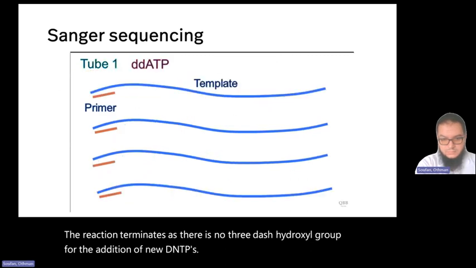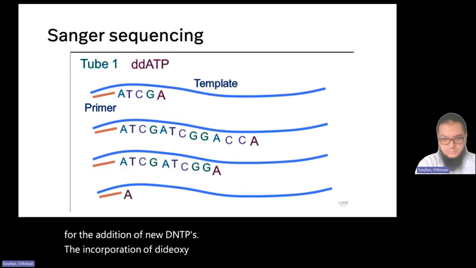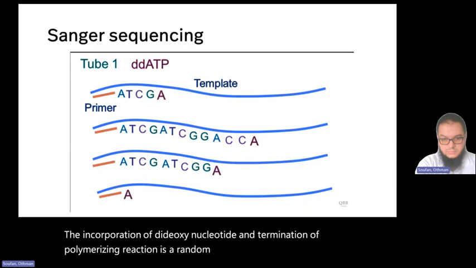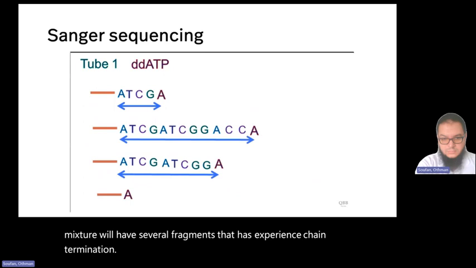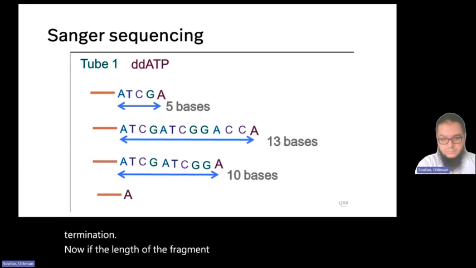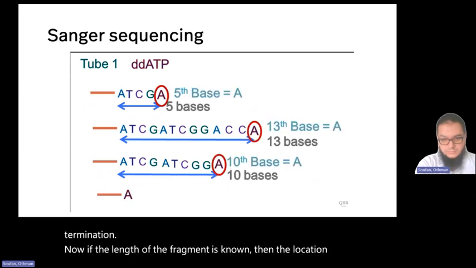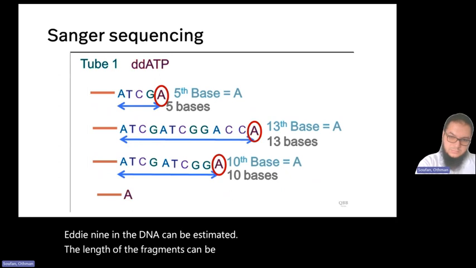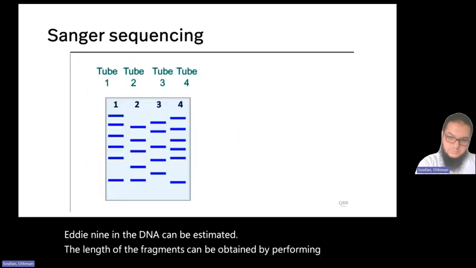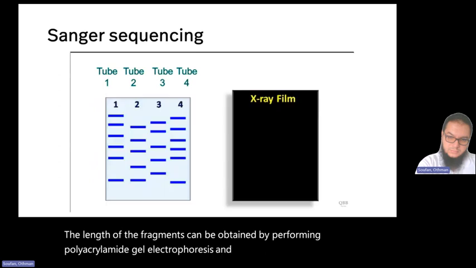The incorporation of dideoxynucleotide and termination of polymerizing reaction is a random process. Hence, the overall mixture will have several fragments that have experienced chain termination. Now, if the length of the fragment is known, then the location of adenine in the DNA can be estimated. The length of the fragments can be obtained by performing polyacrylamide gel electrophoresis and autoradiography.